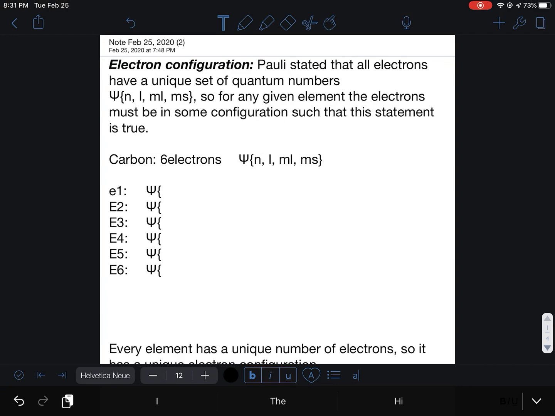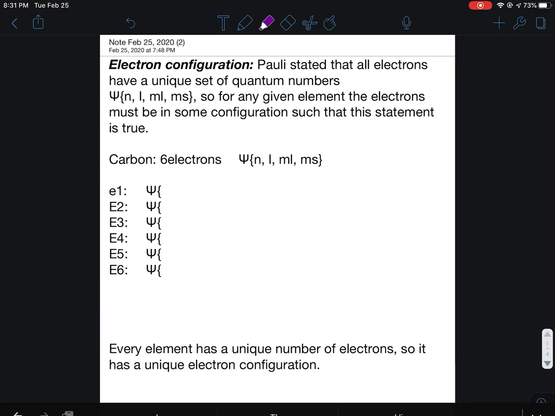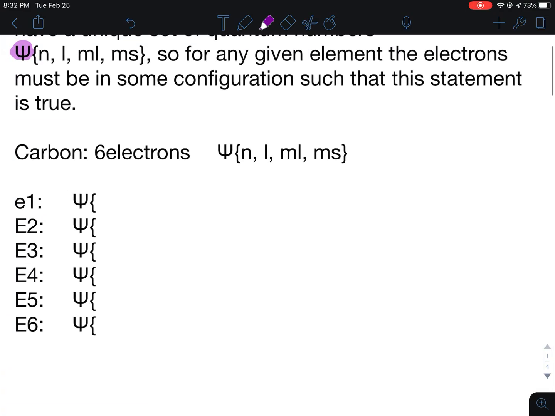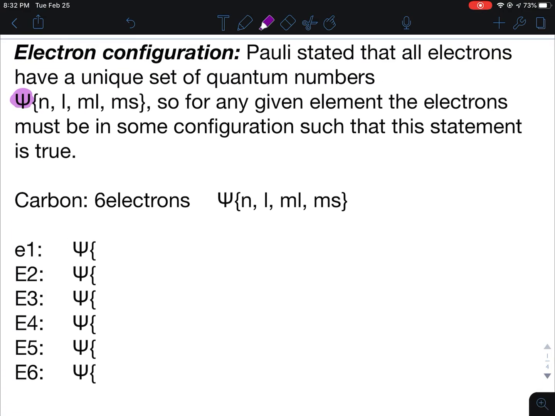So Pauli stated that all electrons have a unique set of quantum numbers, and this is a solution to the wave function for that electron. This is a function that is based on the four quantum numbers n, l, ml, and ms. And these four quantum numbers will tell you exactly where the electron is and what area that electron takes up. What kind of wave does the electron have?